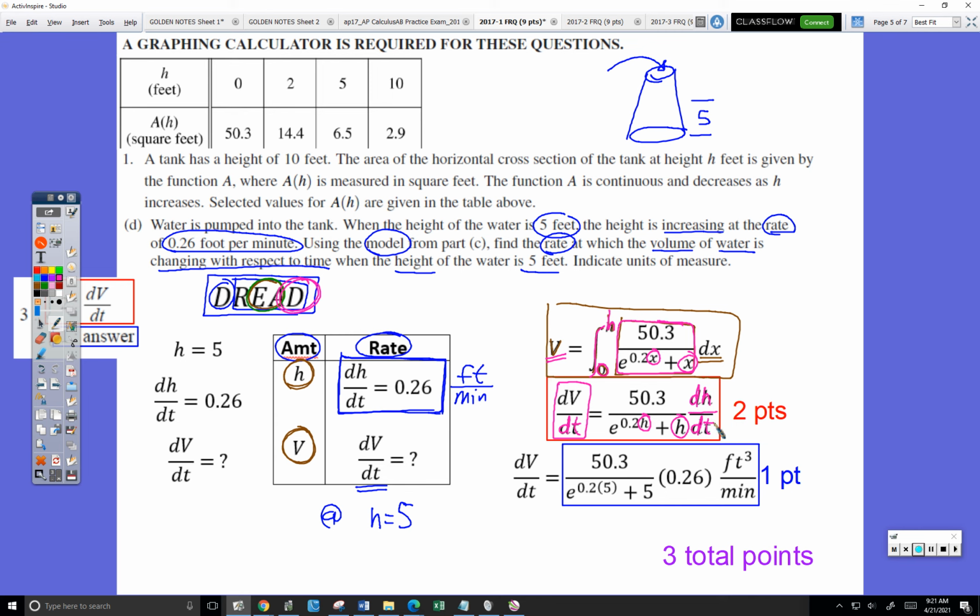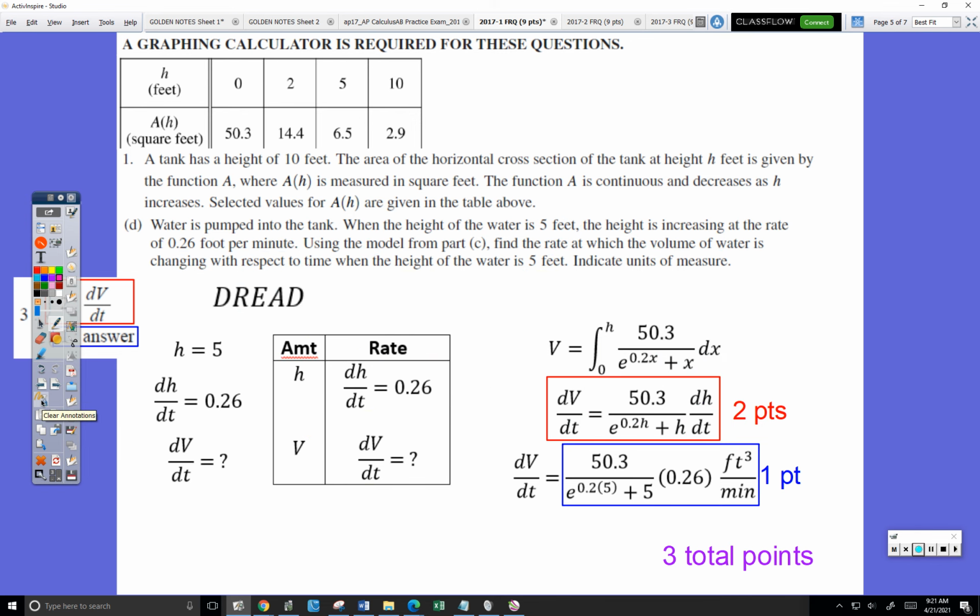So if you have done all of that correctly, and you get this red box, you get 2 points. All that's left to do now is say we want to calculate dV/dt at the exact moment when the height is 5. So we just plug in 5 for the height. We don't have to work anything out. Just plug it in like you see here and stop. Make sure you indicate units. That's part of the 1 point. So 3 points total for part 1D.